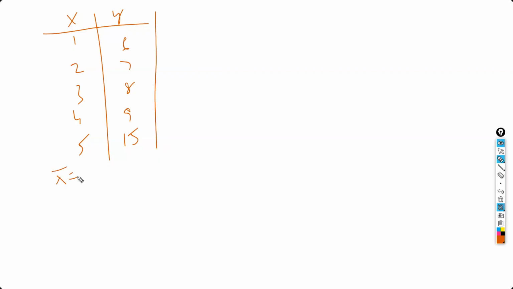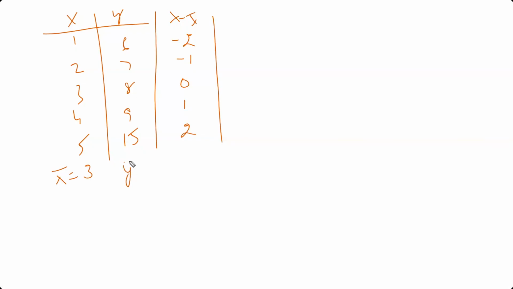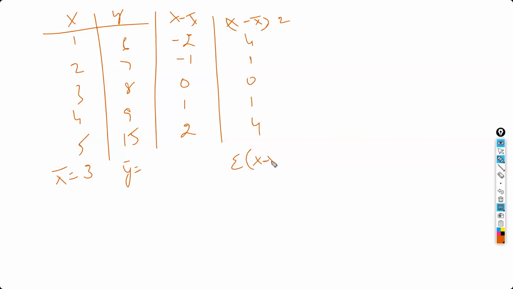So first, x bar. What is x bar? 3. X minus x bar is 1 minus 3, which is minus 2, minus 1, 0, 1, 2. After that you calculate y minus y bar, or first complete the x minus x bar whole square. Let us calculate (x minus x bar) whole square, that is 4, 1, 0, 1, 4. The sum of (x minus x bar) whole square is nothing but 10.